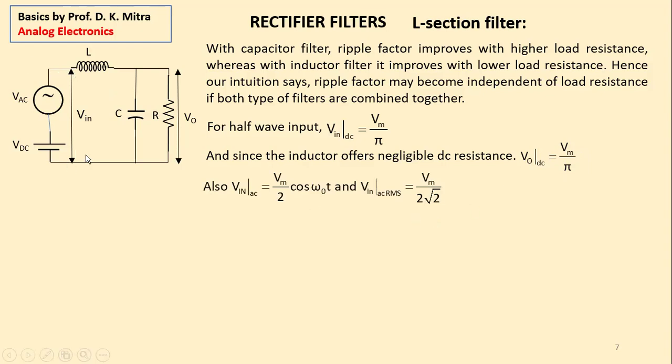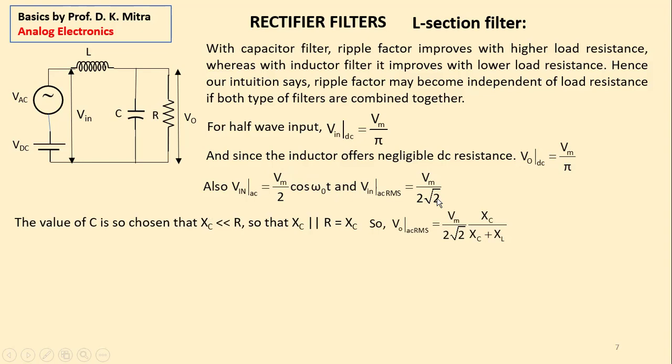Now input AC here, we have seen earlier in case of half wave, is Vm by 2 cos omega 0 t. And the RMS value of this is Vm by 2 root 2. Fine. Now, the value of the capacitor is so chosen that the impedance of this capacitor XC is much, much smaller than R. So that these two in parallel combination are almost equivalent to XC only, because XC is very, very small. So if these two considered together is XC, ignoring the value of R, and the AC input here is Vm by 2 root 2, then the AC output here is Vm by 2 root 2 multiplied by XC divided by XC plus XL, right?